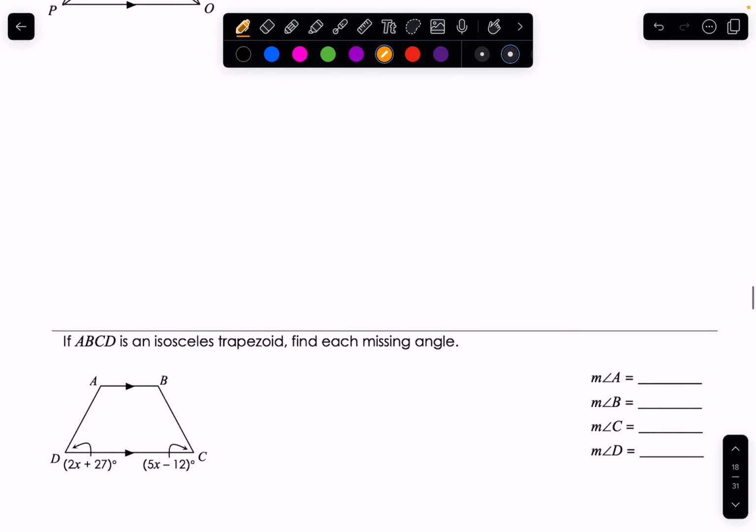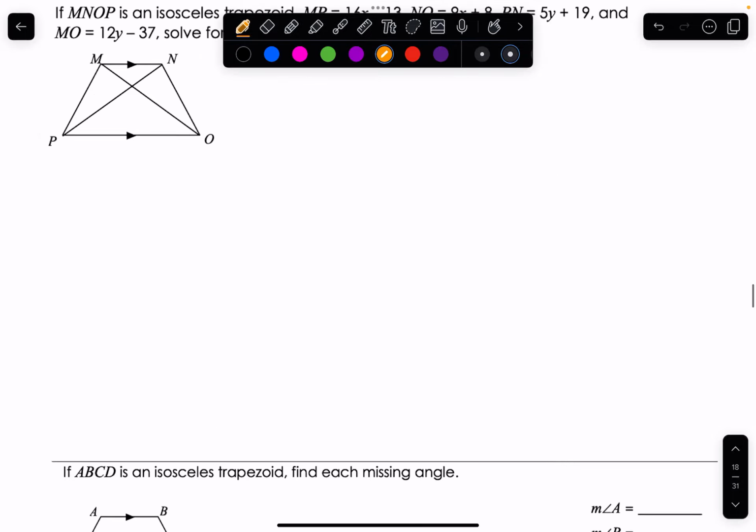So those are the basic things that we need to know about trapezoids for you to do the rest of this lesson.